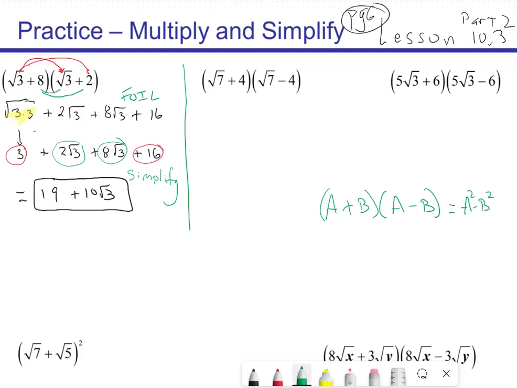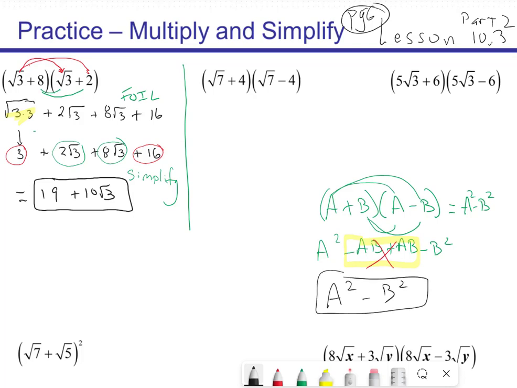Now you don't have to do the formula. You can do it the long way and go a times a is a squared. Then you get a minus ab. And then you get a plus ab. And then you get a b times a negative b is minus b squared. And it's always going to happen that the middle terms zero out. They're opposites and they're going to cancel. And the only thing you're left with is a squared minus b squared.